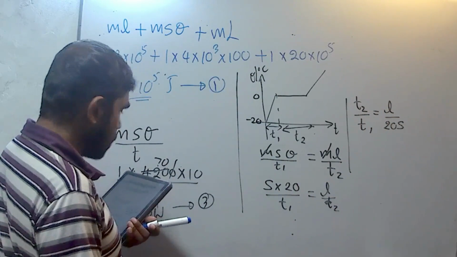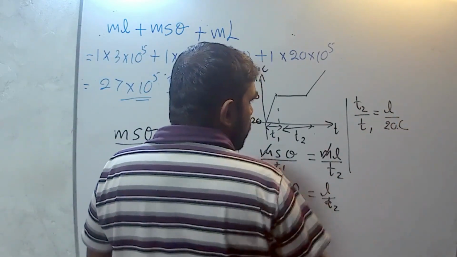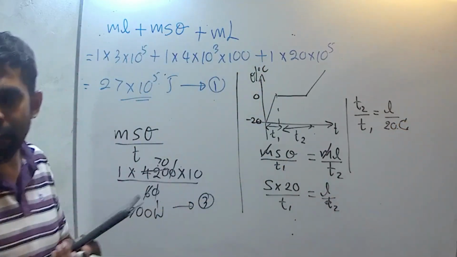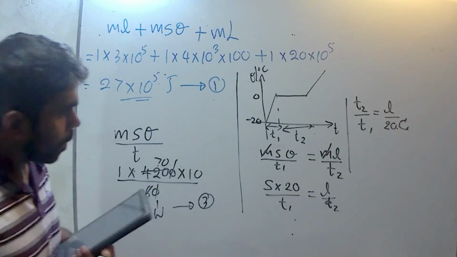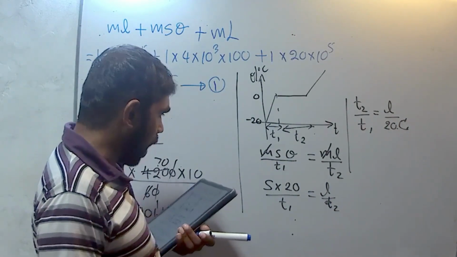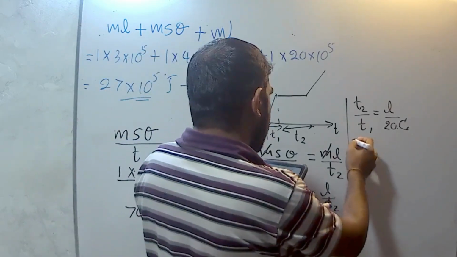It is L over 20S. They have given specific heat capacity as C. Therefore, we have to use C. Normally, I am using specific heat capacity as S. So it is L over 20C. They have used capital L. It's okay. Then the answer should be 4.